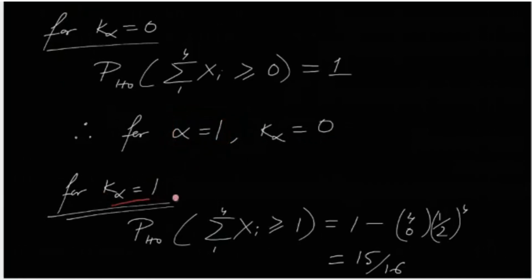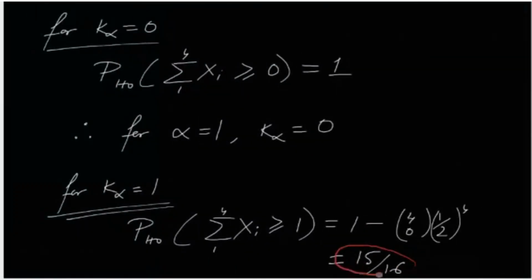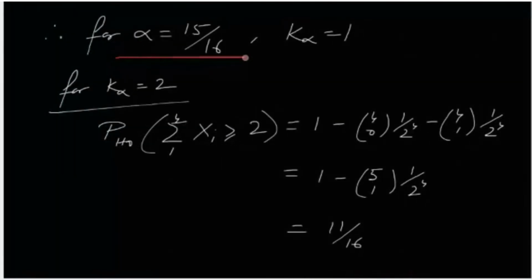Now for k alpha equal to 1, the probability under H naught that summation Xi is greater than or equal to 1 can be found since we already know the distribution of summation Xi. It's binomial(4, half), so it turns out to be 15 by 16. That means for alpha equal to 15 by 16, k alpha equal to 1 would have been the necessary value for this to be a test of size 15 by 16. So again, this test is possible.